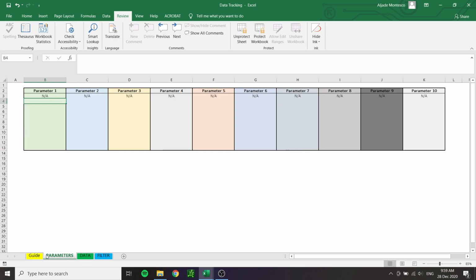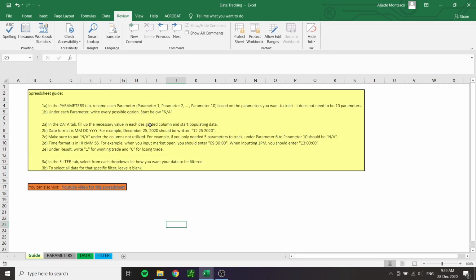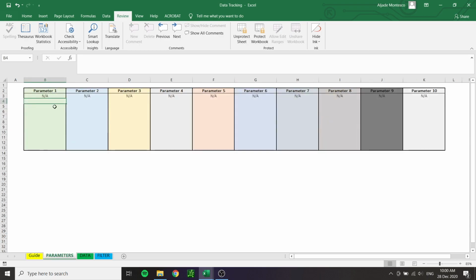So we have here four tabs and we'll go through them one by one. The first tab, guide, is just a written version of what I'm going to be discussing today. So let's proceed to parameters. In this spreadsheet, I have 10 parameters, but for today's example, we'll just be using four.